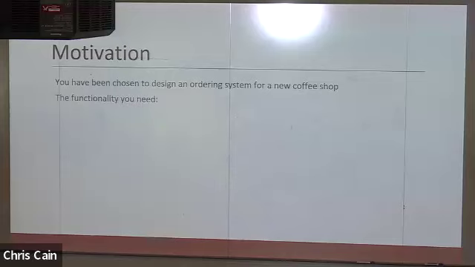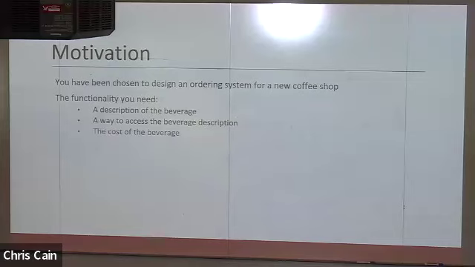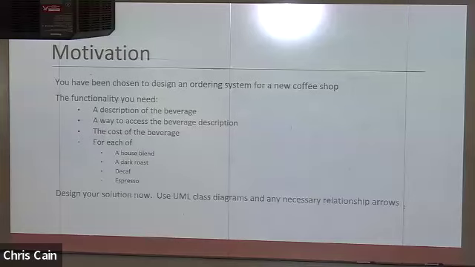So you are told that you need to design this associated functionality. We should have a description of the beverage. So when you're in the ordering system and you want to order, for instance, a latte or a mocha, there should be a description of the drink that you are ordering. So a description, you also need a way to access that description. Beverages have costs, so find a way to display the cost of the beverage. The drinks that you can order are a house blend, a dark roast, a decaf, and an espresso. So go ahead and design a solution.